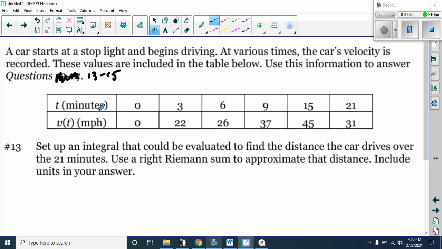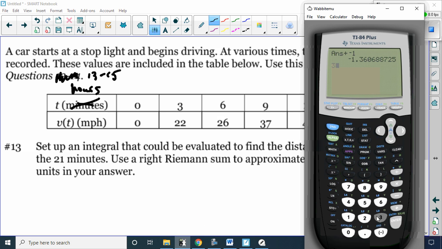The very first problem we have here is that the velocity is measured in miles per hour, and the time given here is in minutes. So we need our units to match up. These are minutes, and this is measured in hours. There's a couple different ways you could do it. Probably the most common way, since this is miles per hour, is to change this to hours. So if that's 3 minutes, I need to take those 3 minutes and divide by 60.